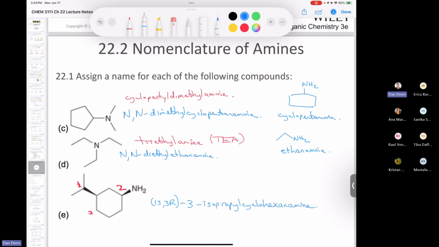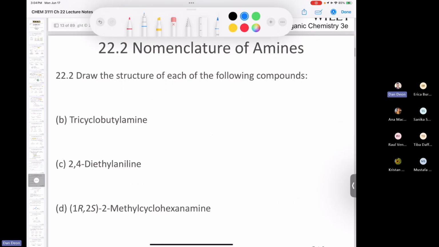So let's see if we can draw some amines, and I'm sure you guys can do these faster than I can. The first one is tricyclobutylamine. So what do we need? We need a nitrogen, and then we need 3 things attached to it, and they're all cyclobutyl groups. There's 1, there's 2, and there's 3. So tricyclobutylamine. The next one is 2,4-diethylaniline. I'm sure you can all draw aniline faster than me. So aniline is just aminobenzene. You could call it that.